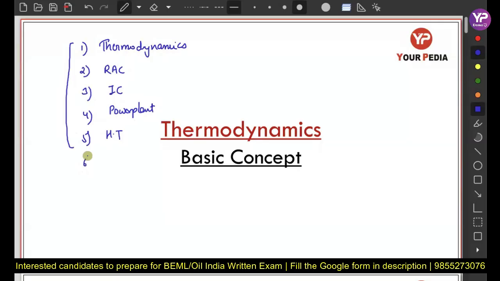Then we have to see the fluid mechanics along with hydraulic machines. And after that, we will see theory of machine, including vibration part here. So these are the 8 topics or 8 subjects which I'm going to cover here.